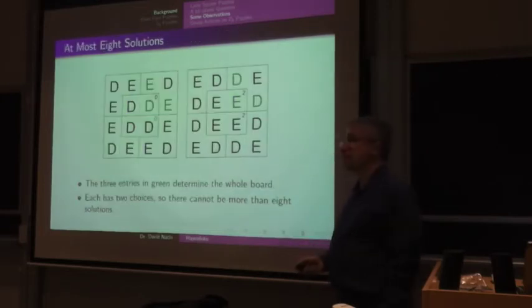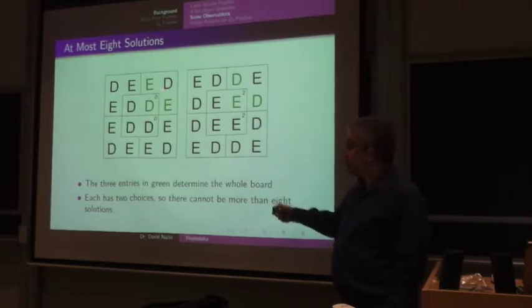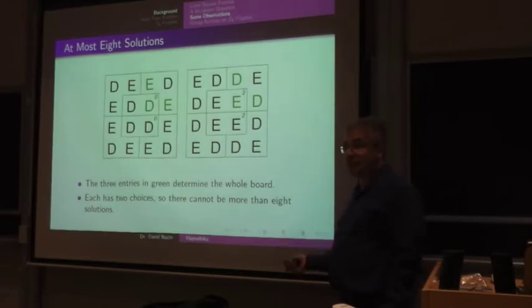But I also know that I'm guaranteed to have at most 8 solutions, because the board's determined by these 3 entries, and there's 2 choices for each of them. So this even will determine these 4, this even will determine these 4, this odd will determine the center, and once I know what these evens are, there's only going to be one possibility for that odd. So this shows me that there's going to be no more than 8 solutions. So if it's solvable, then it has exactly 8 solutions.